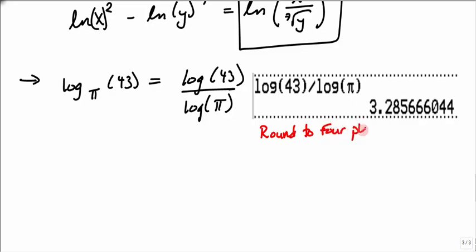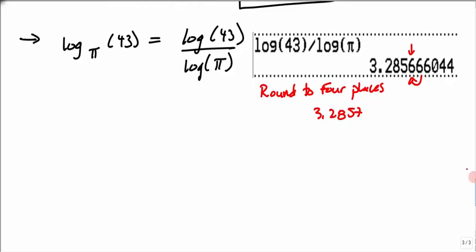I think on here it says round your intermediate calculations to 5, but we don't need to worry about intermediate calculations because we're using our calculator. So 4 places, 1, 2, 3, 4. So it says to round to 4 places. So it would seem that this 6 would round this to a 7, so I'd have 3.2857. However, the directions on this one are a little strange.